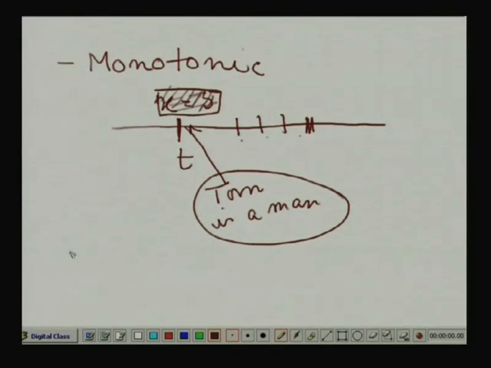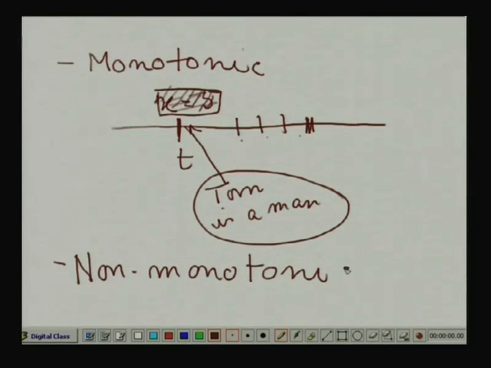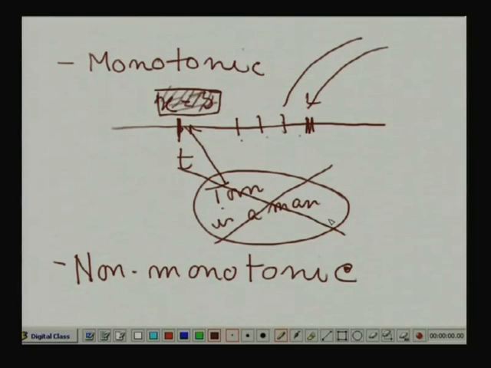On the other hand, the other type of reasoning is called non-monotonic. Non-monotonic reasoning means whatever I have inferred at this point of time, with the arrival of new facts or information that I am generating, this can be changed. It is possible to invalidate that.